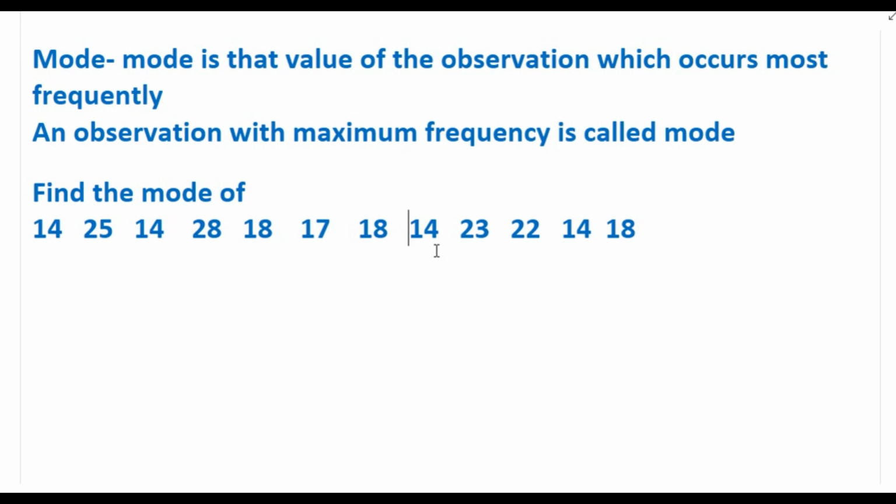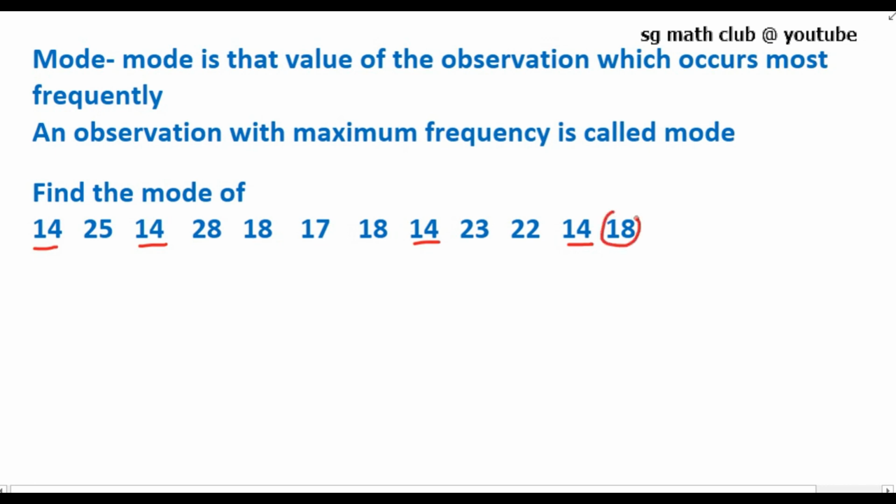So next measure of central tendency is mode. Mode is that value of the observation which occurs more frequently, or the observation with maximum frequency is called the mode. For example, how to find mode for this data? We can see that the score 14 is repeated 4 times. Again, score 18 is repeated only 3 times. So the score 14 is repeated more times, or we can say that mode of this distribution is 14, as 14 is repeated 4 times in this distribution.